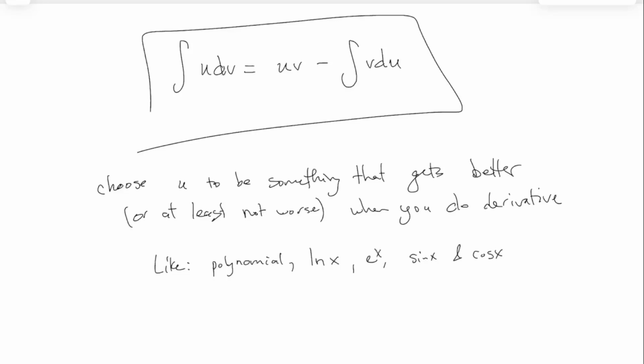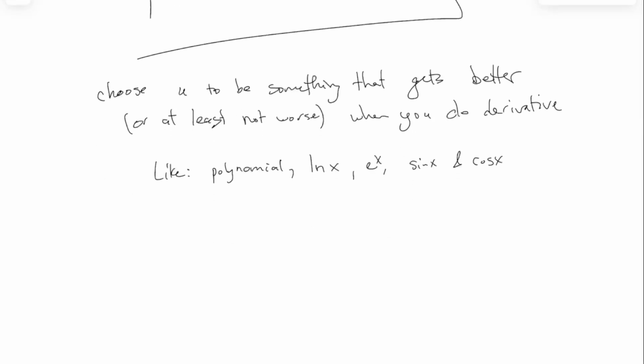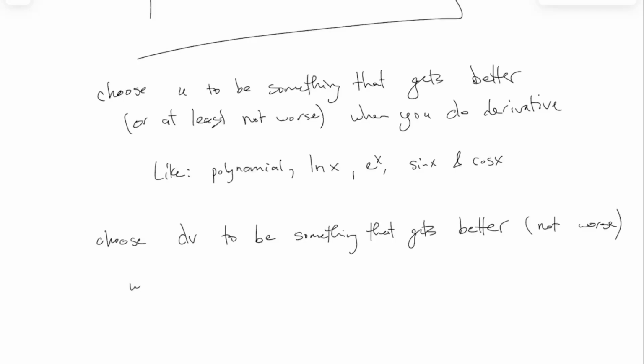So you choose the u to be something that gets better when you do the derivative. Better, I mean it gets simpler. And then you choose the dv to be something which gets simpler, or at least not worse, when you do the antiderivative. And this typically would be something like e to the x, not the natural log.